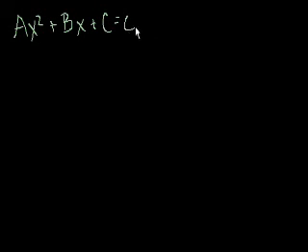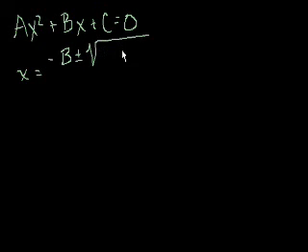The quadratic equation says if I'm trying to solve the equation ax squared plus bx plus c equals 0, then the solution, or the solutions, because there's usually two times that it intersects the x-axis, or two solutions for this equation, is x equals minus b plus or minus the square root of b squared minus 4 times a times c, and all of that over 2a.